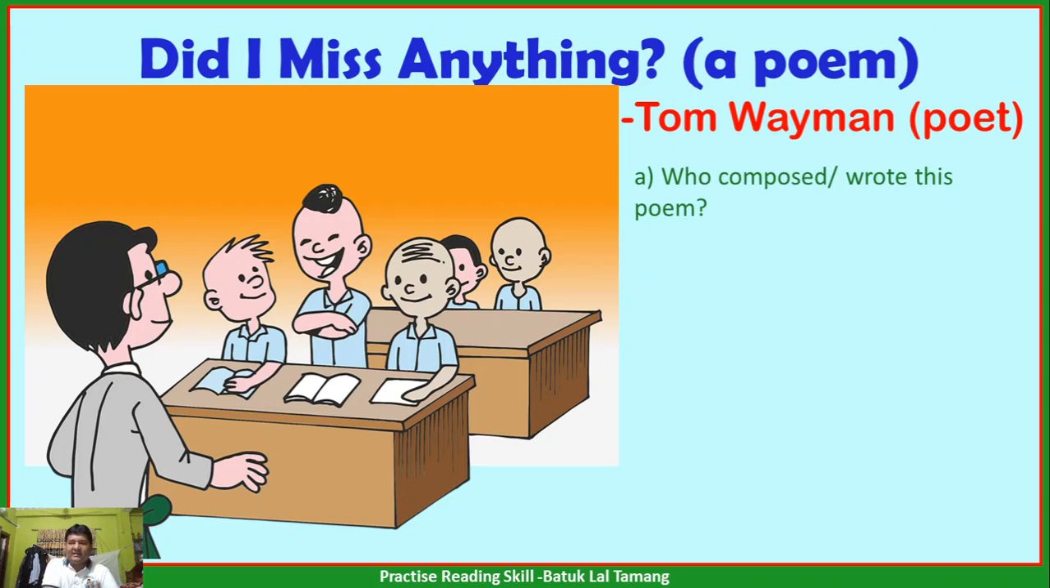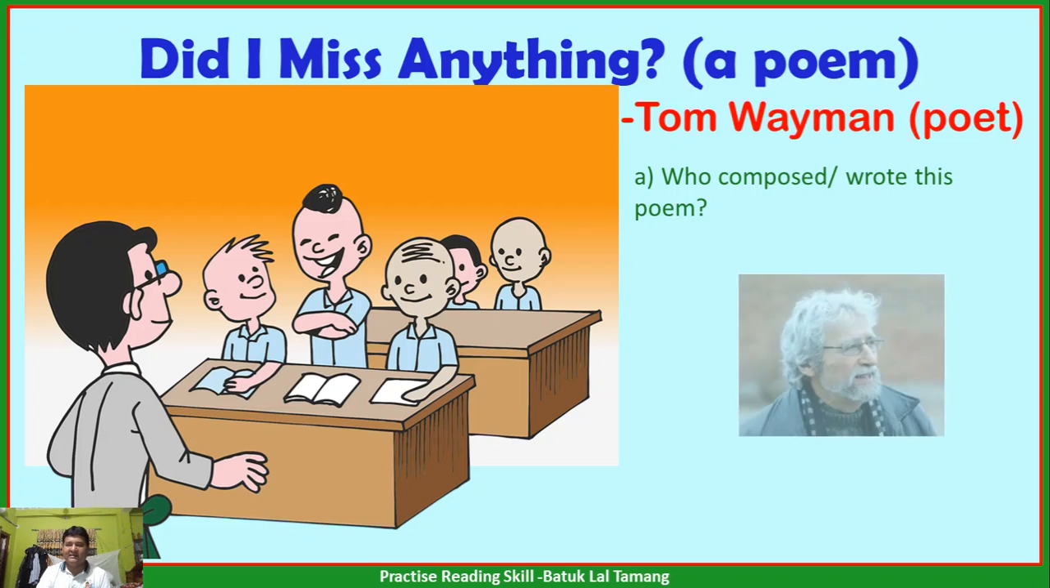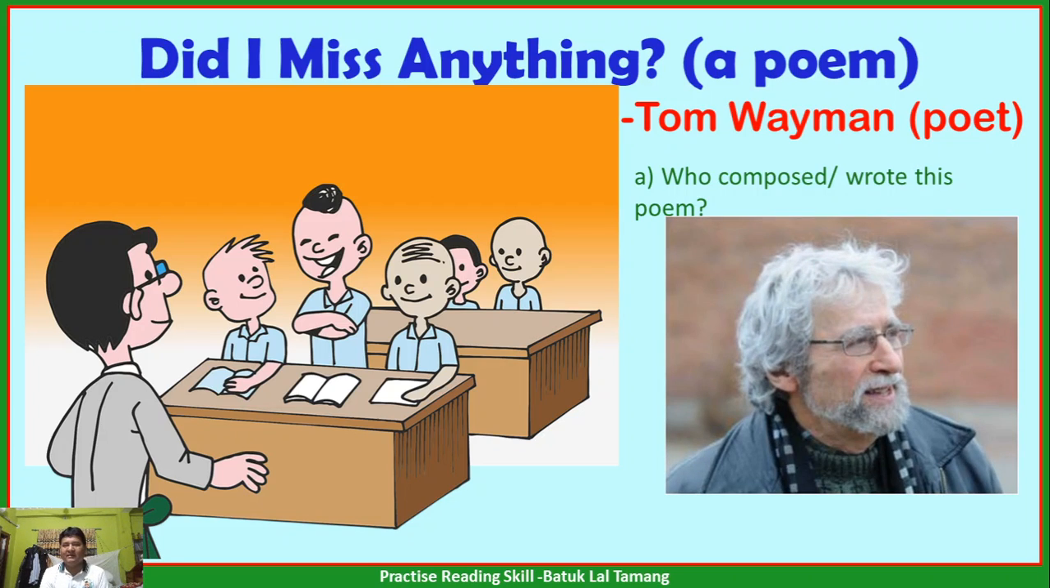Let me show you the picture of the poet. And here one question can be asked to you: who composed this poem, or who wrote this poem? The answer is Tom Wayman composed this poem. Tom Wayman wrote this poem. If the question is who composed this poem, the answer should be Tom Wayman composed this poem. So this is called originality. If the question is asked as who wrote this poem, the answer should be Tom Wayman wrote this poem. This is called originality quality.